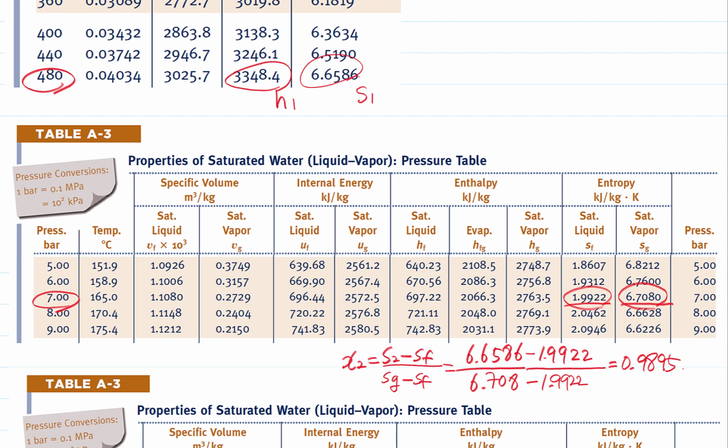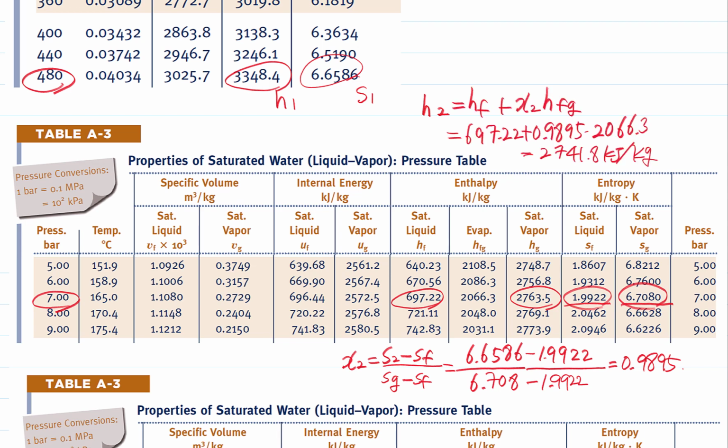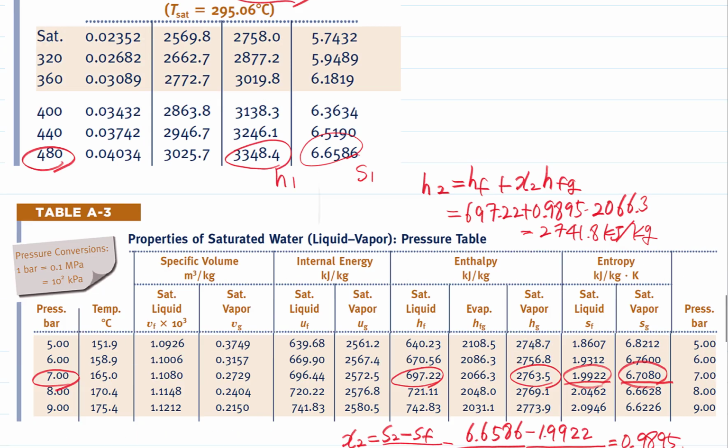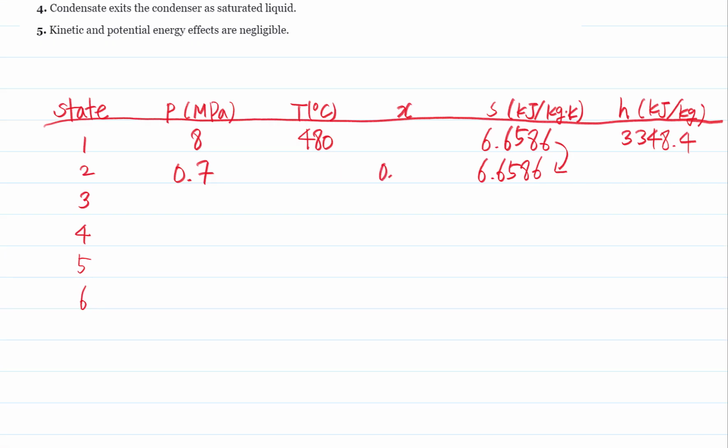So at 7 bar, enthalpy for saturated liquid, enthalpy for saturated vapor. So H2 can be calculated. So we also got the enthalpy at state 2. Quality is 0.9895, H2 is 2741.8.